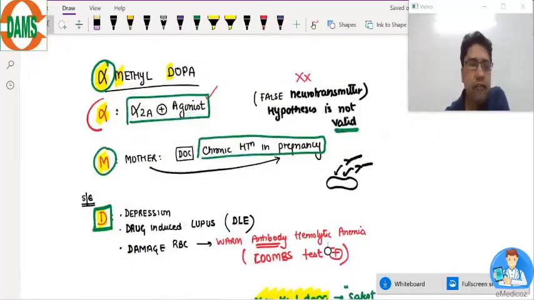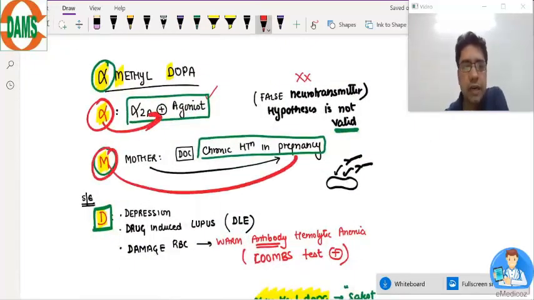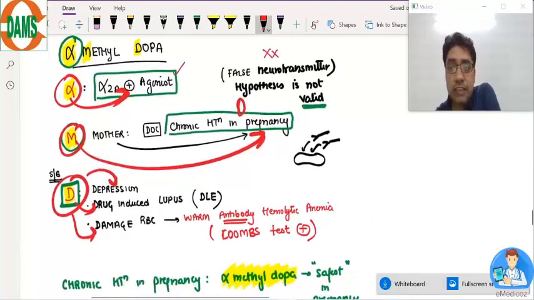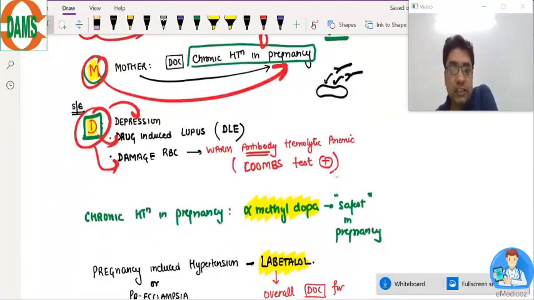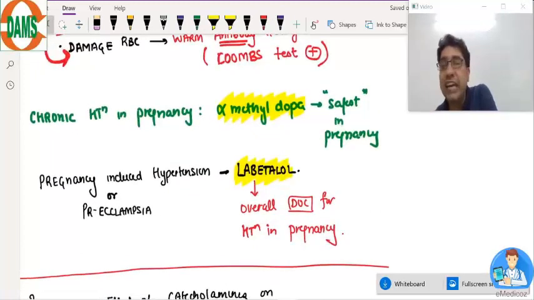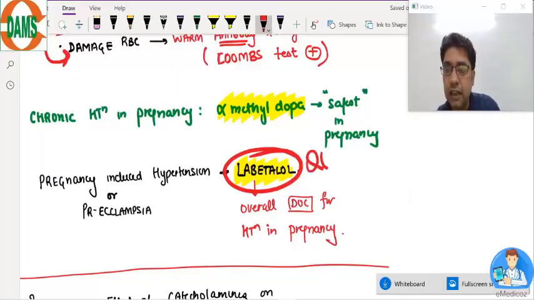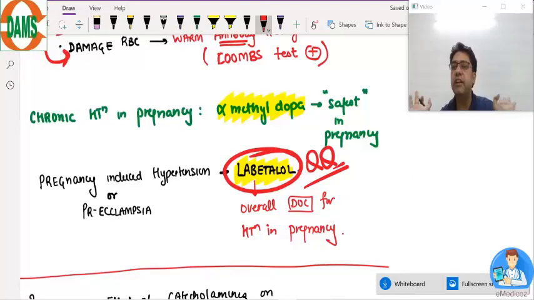Alpha methyldopa, alpha 2 agonist, methyl for mothers, dopa for depression, DLE and damage to RBC. There is antibody production against RBC and Coombs test will be positive. It is given for chronic hypertension in pregnancy, but if it is hypertension due to pregnancy or pregnancy induced hypertension, which is also known as preeclampsia, you give labetalol. Overall, if somebody asks you what is the drug of choice for just hypertension in pregnancy, nothing else mentioned, you will go by the answer labetalol because it is given everywhere in pregnancy.